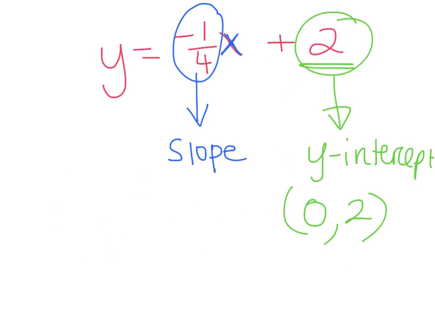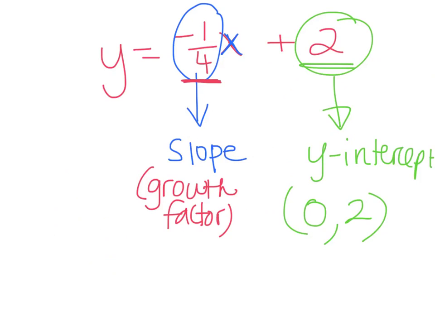Now I just want to relate this back to when we were doing those tile patterns. The number we were timesing the x by, that was the growth factor. That's the same thing as slope. So that always gave us the growth factor. That still stays the same. This number at the end that we added, that was in figure 0. Well, that's the same as the y-intercept because it's 0, whatever. So that still works there.